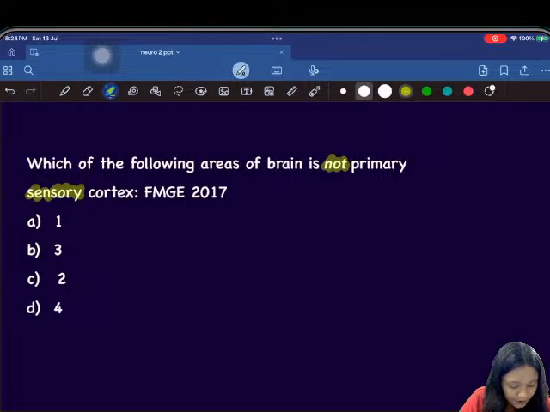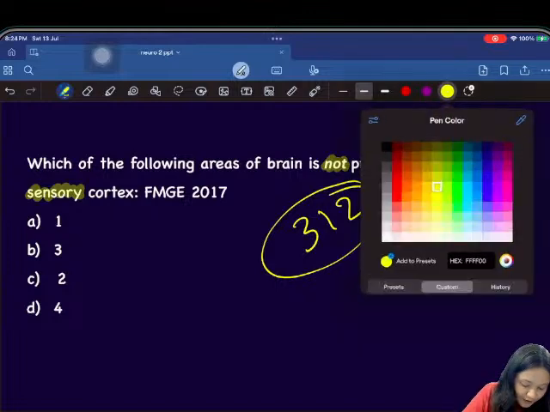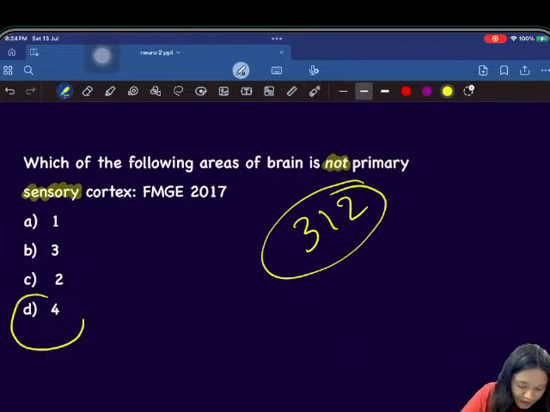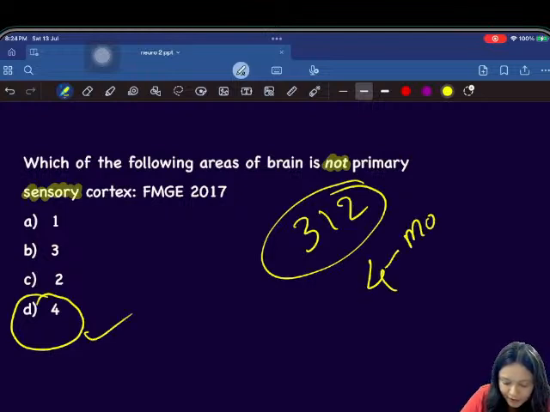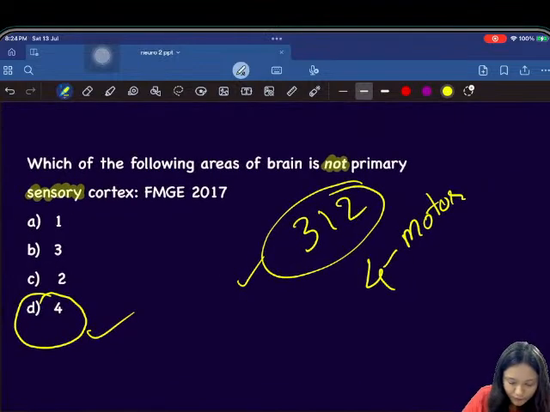Just think about it. Primary sensory cortex. Primary sensory or somatosensory cortex is area number 3, 1, 2. Just now I have told you, yes, the answer is 4. And area number 4 is the answer because area number 4 is the motor area. Okay? Primary somatosensory area is 3, 1, 2 and 4 is the motor area. So the answer is 4. Yes, you are correct. Answer is 4.